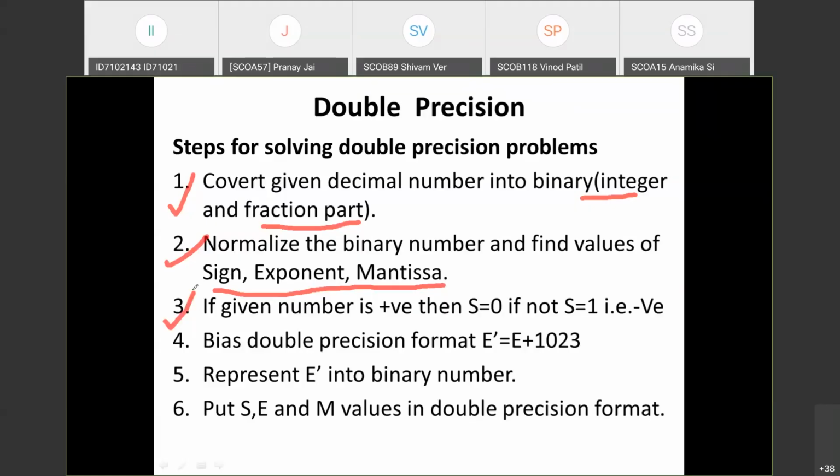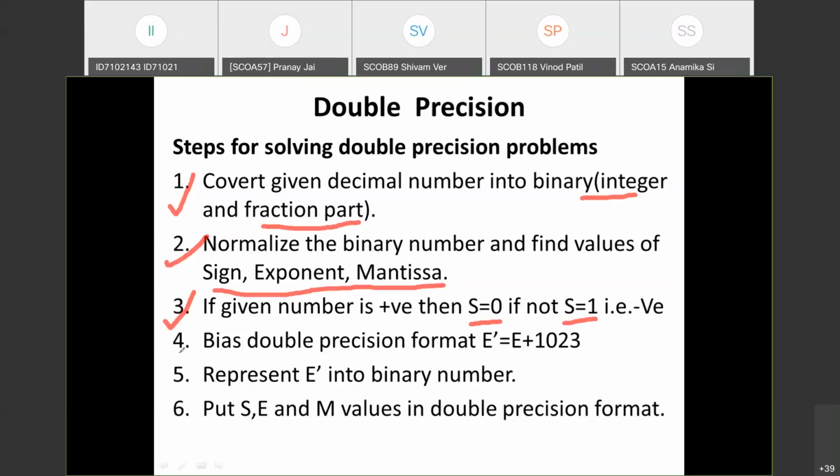Now the third step: if the given number is positive, we set the sign bit value to 0, otherwise, if the number is negative, we set the sign bit value to 1.